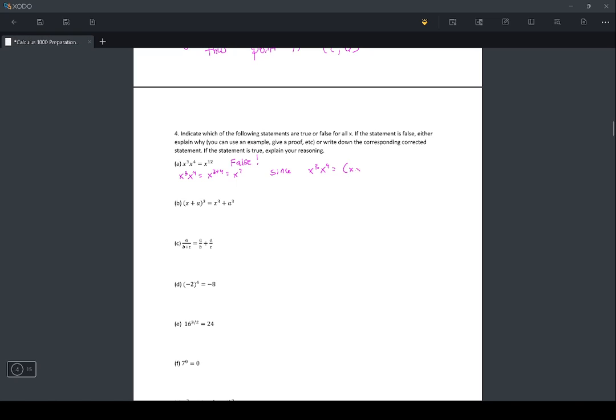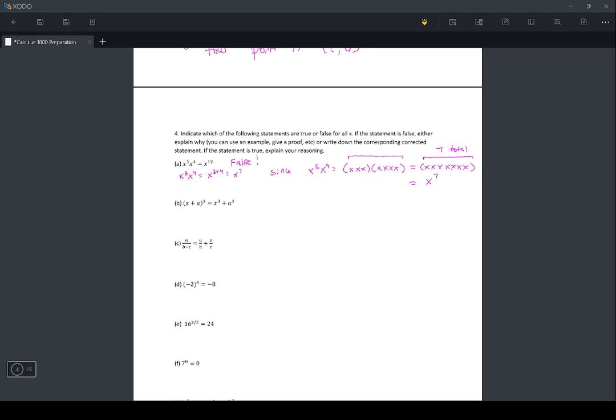Something raised to the power of 3 means you're multiplying it by itself 3 times. Something raised to the power of 4 means you're multiplying it by itself 4 times. If we stack all these together, we get 7 total. And something multiplied by itself 7 times is that thing raised to the power of 7, not raised to the power of 12.